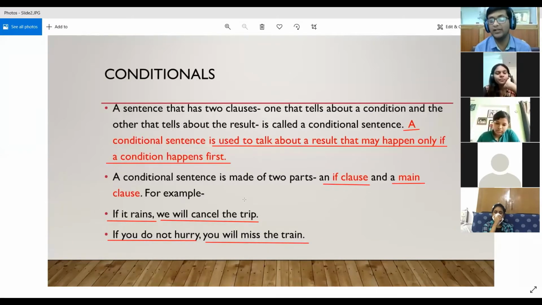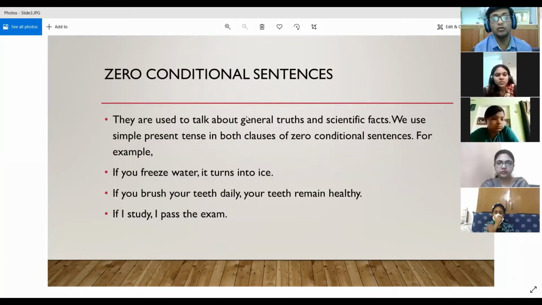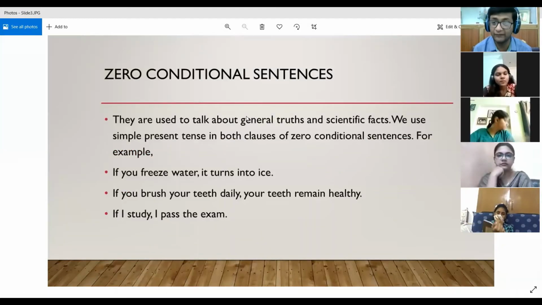Now let's see how many types of conditional sentences there are, because there are quite a few types of conditional sentences. All right. So the first of them is zero conditional sentences. Let's see what's there in it. They are used to talk about general truths and scientific facts. So when we are talking about something that is very general, that is known to everyone, or it is a scientific fact, these types of conditional sentences are called zero conditional sentences.